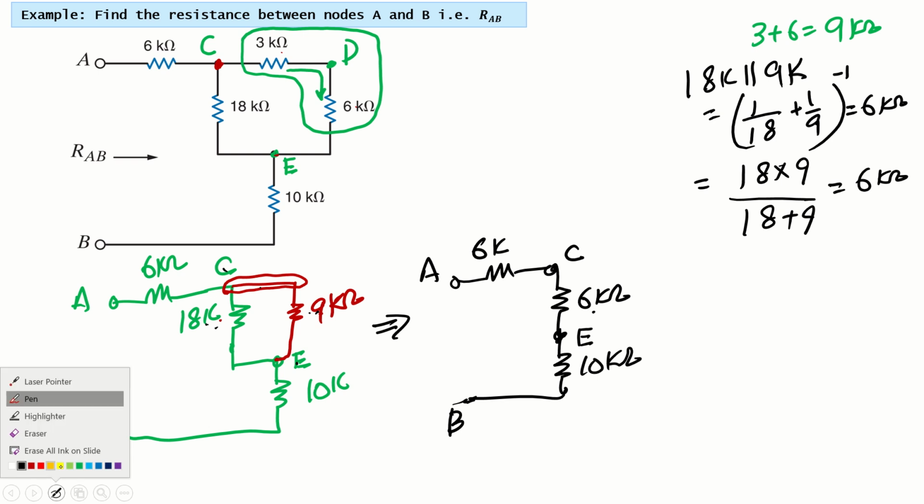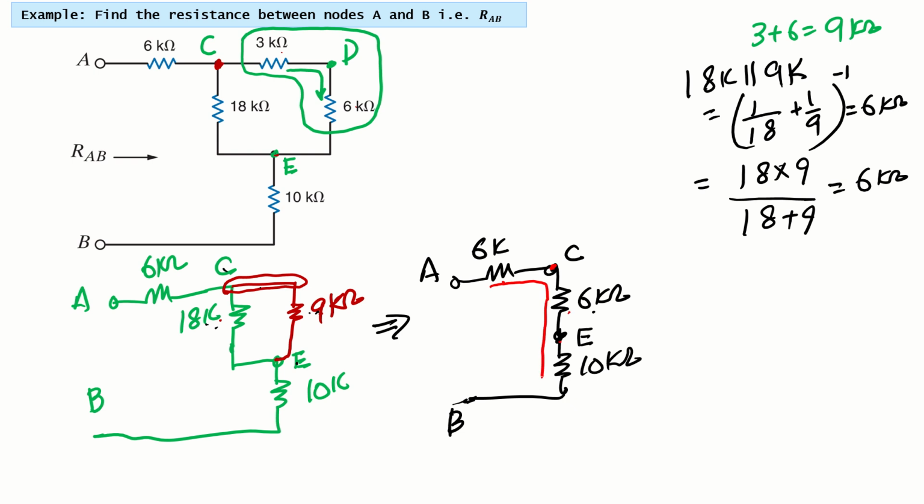Now if you look at this circuit, what we can notice here is that this 6K is sharing only one node with this 6K in series, and this is sharing only one node with this one in series. In other words, the same current will flow through all these components. Once the same current flows through all the resistive branches of your circuit, it means they are in series.